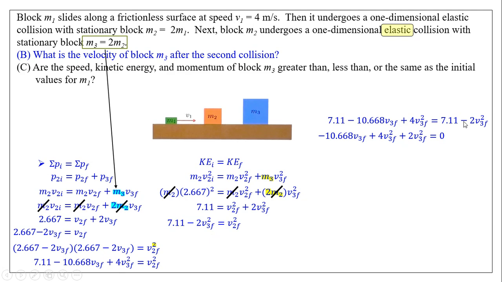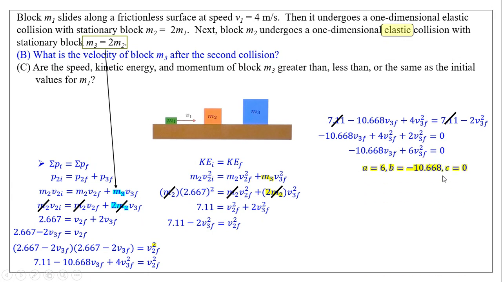And here I have minus 2 times V3F squared. I'm going to move that to the left side, which will make it positive. So I can set the whole function equal to 0. All right. So other than that, this is pretty light work. So the negative 10.668 V3F gets carried down because it hasn't been touched. And then these two terms are like terms, so we combine them, simplify it. 4 V3F squared plus 2 V3F squared equals 6 V3F squared.